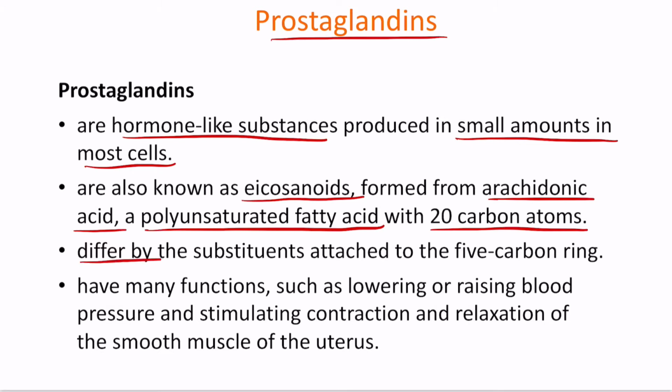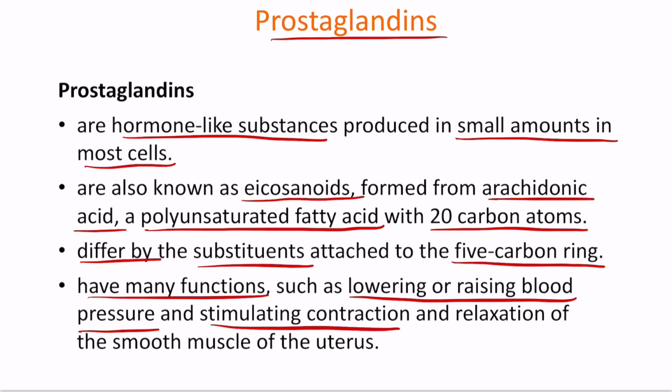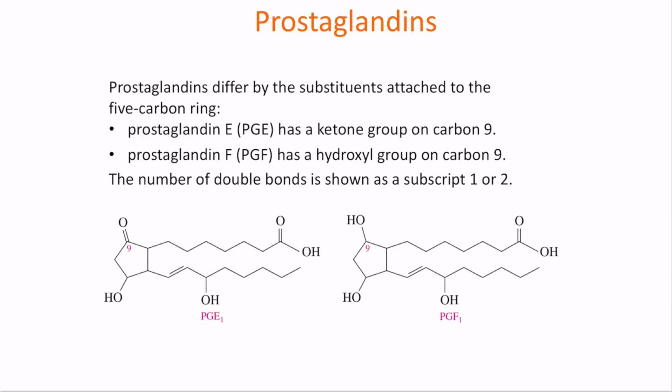They generally differ by substituents attached to the 5-carbon ring, and they have many functions such as lowering or raising blood pressure, stimulating contractions, and relaxation of the smooth muscles of the uterus. So prostaglandins generally differ by the substituents that are attached to the 5-carbon ring.